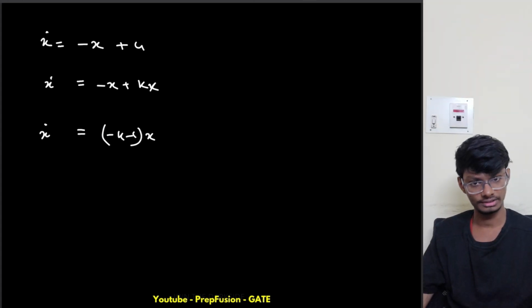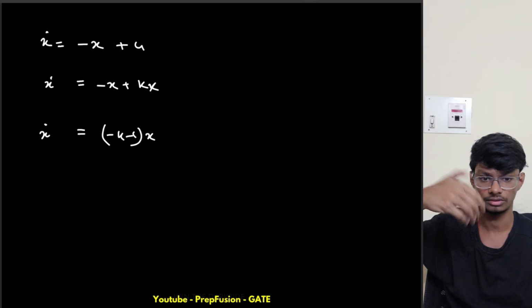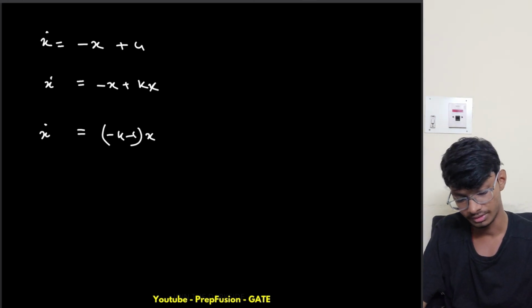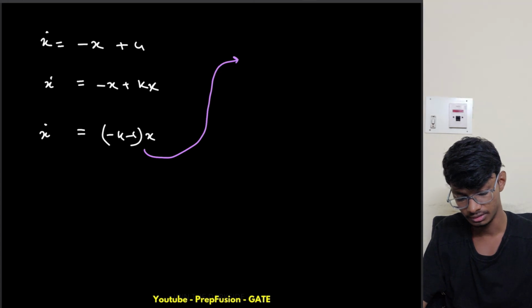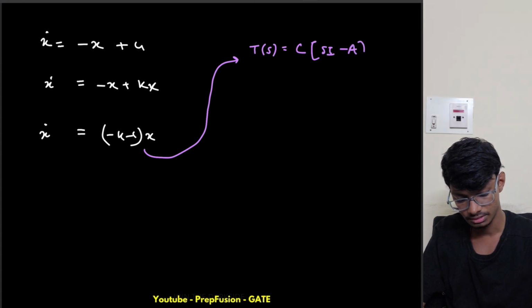You can either calculate the transfer function. I told it directly right there, but here I will tell you in brief also. I will tell you two methods. One method is the transfer function method. What is my transfer function method? It is basically C into (sI minus A) inverse into B, right?